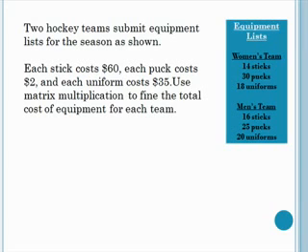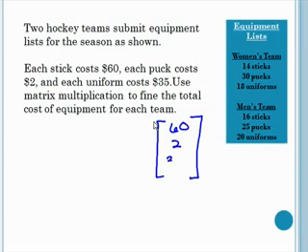So we're going to make 2 different matrices. So let's decide how to organize it. And since we have 3 different things that we're buying, our cost matrix, when we multiply this out, is probably going to be a 3 by 1. So the sticks we'll do first, so we'll put $60 here, and then the pucks are $2, and the uniforms are $35. So we're going to multiply then.